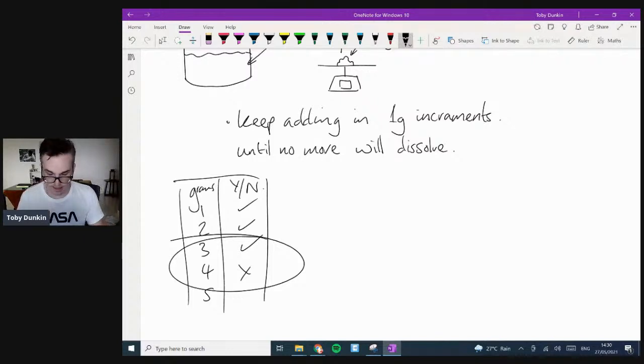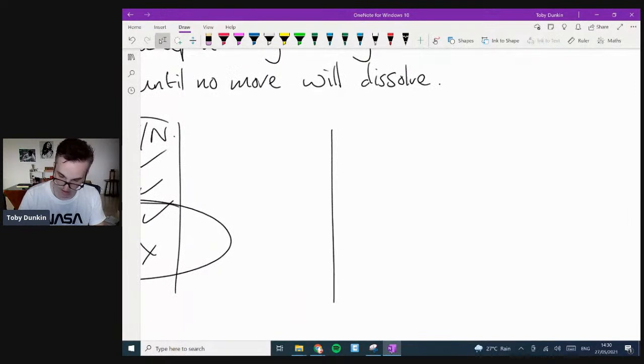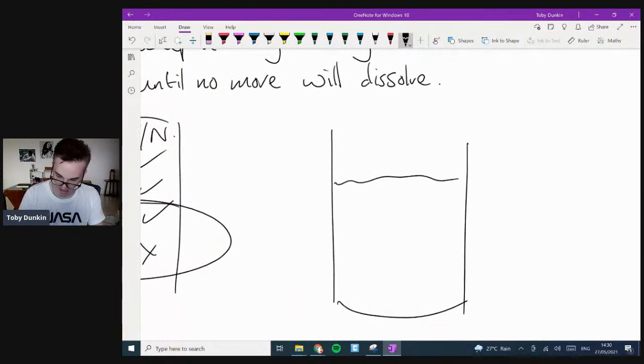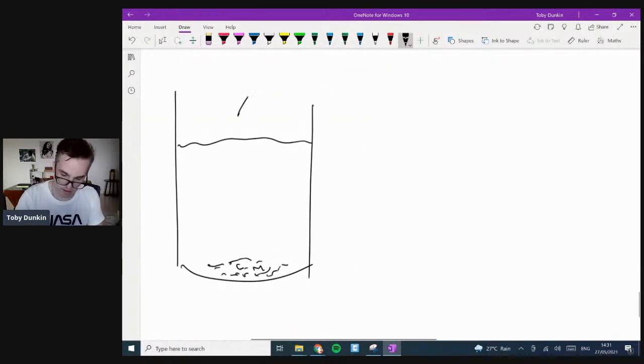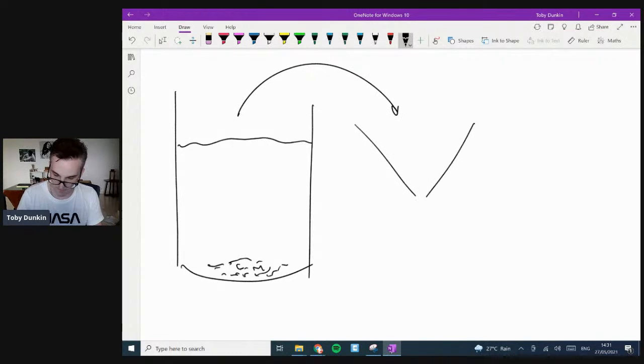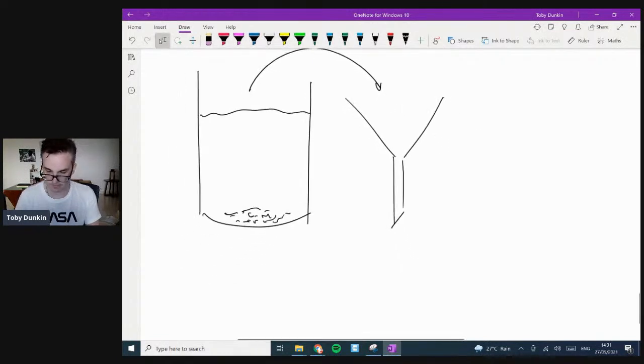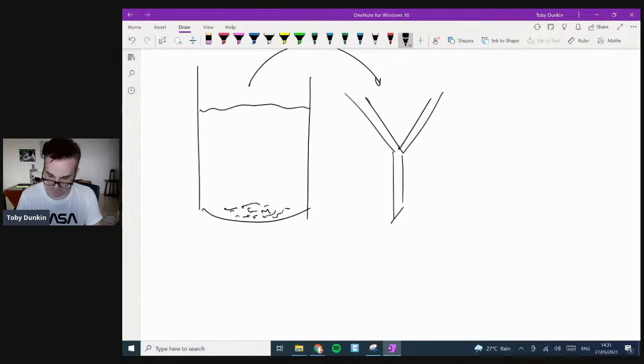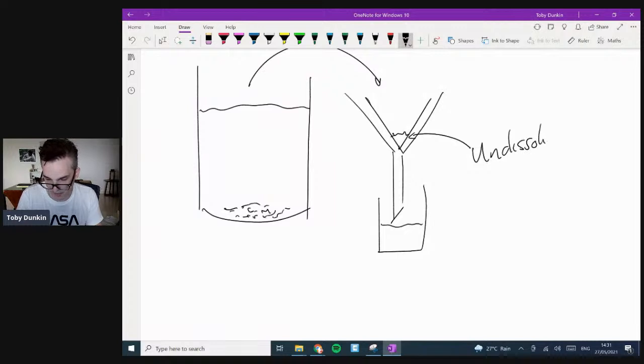So now what can I do? I now have what looks like this: 100 centimeters cubed and a small amount of X that just won't disappear. So I'm going to filter it. I'm going to filter out X, pass X through a filter paper, get my clear solution, and the leftover, the undissolved X, left on the filter paper.